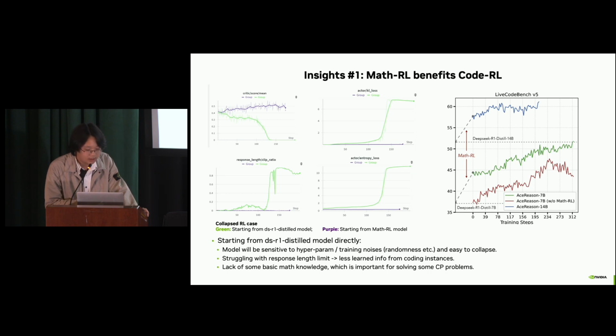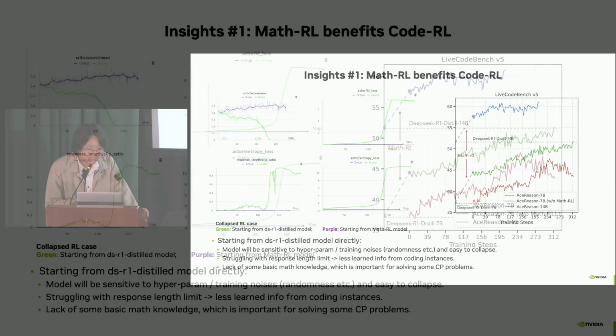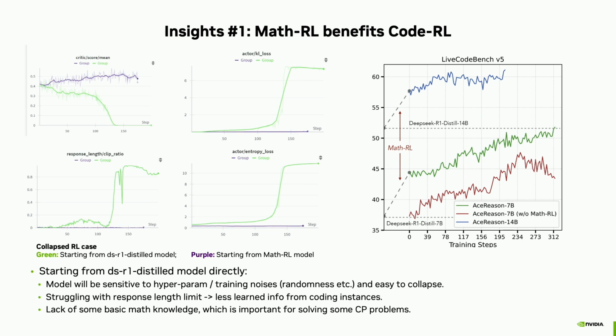I plan to share some insights from AceReason-Nemotron about how we managed to improve code RL. The first insight is that we find that math RL benefits code RL. Specifically, instead of starting from the original distilled model, if we use math RL as a warm-up, the model is more stable in our training.